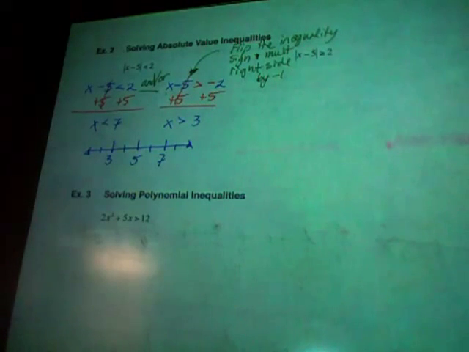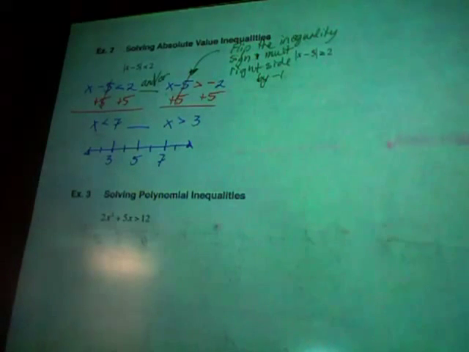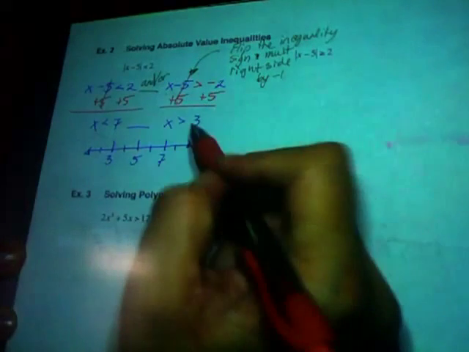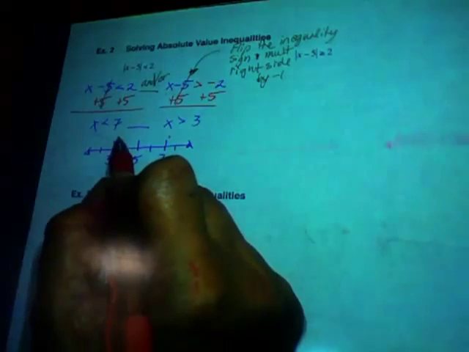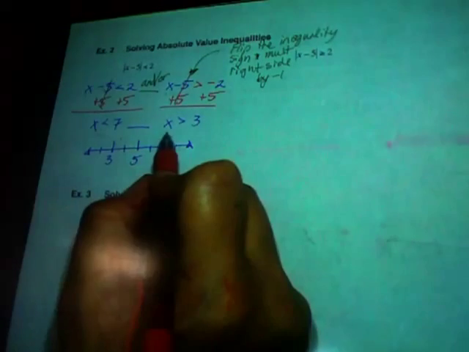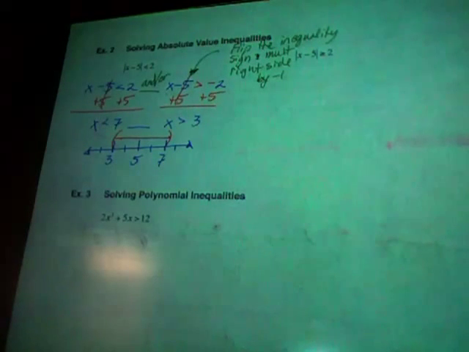So this time I have 2 boundary points, or 2 critical values, 7 and 3. This one says x is less than 7. And this one says x is greater than 3. So if I had an open circle or a parentheses at 7, and an open circle or a parentheses at 3, wouldn't my line go in between? Wouldn't it look like this? Okay. Is that an and or an or statement? That is an and statement.